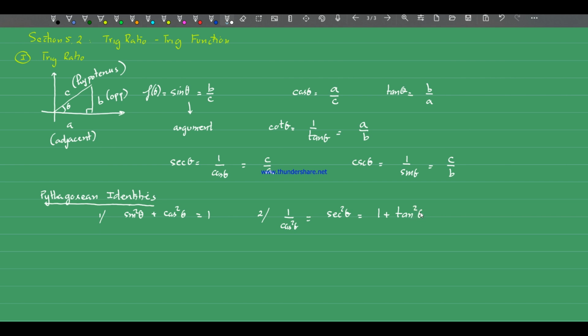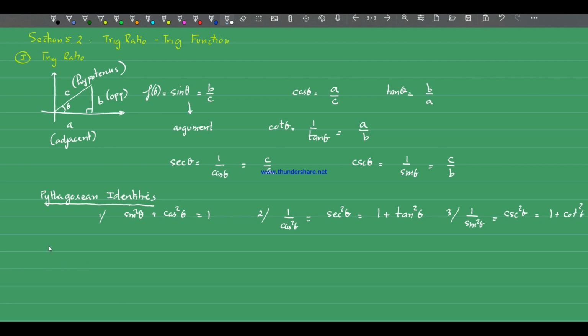So tangent square theta is the same as tangent theta squared, but you have to put parentheses, okay? And the third one, I should move this a little bit over here, but I hope I have enough space. 1 over sine square theta equals cosecant square theta is equal to 1 plus cotangent square theta.